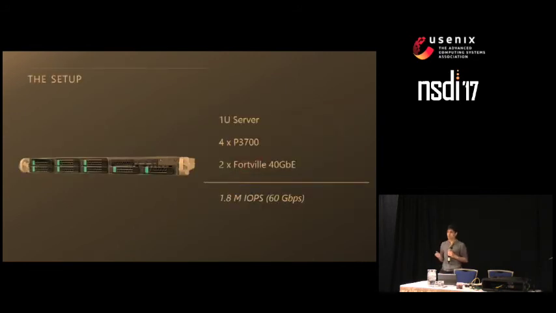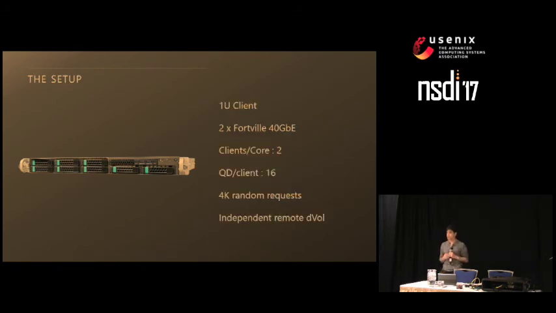For our setup, we have a 1U server with 4 800 gig Intel P3700 cards and 2 40 gig NICs. For a read-only workload, this is capable of 1.8 million IOPS, which is 60 Gbps. We test it using a 1U client, which also has 2 40 gig NICs. The setup we use is that we have 2 clients per core, each of which has an independent devol on the server, and makes requests with a queue depth of 16. These are 4K random requests. So 2 clients per core, 2 devols per core on the server side.